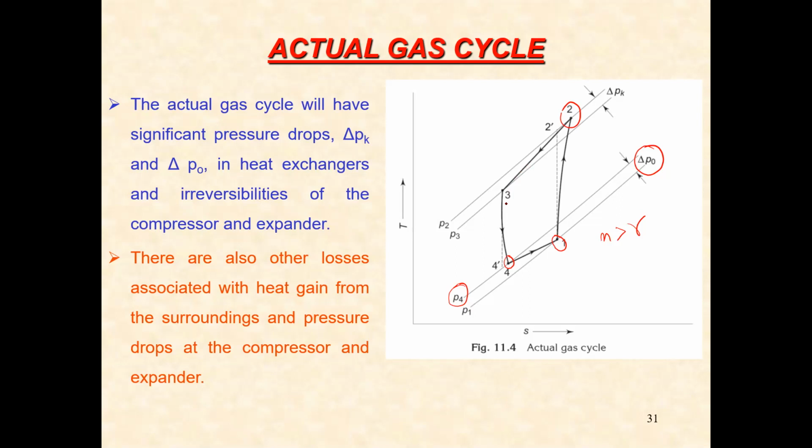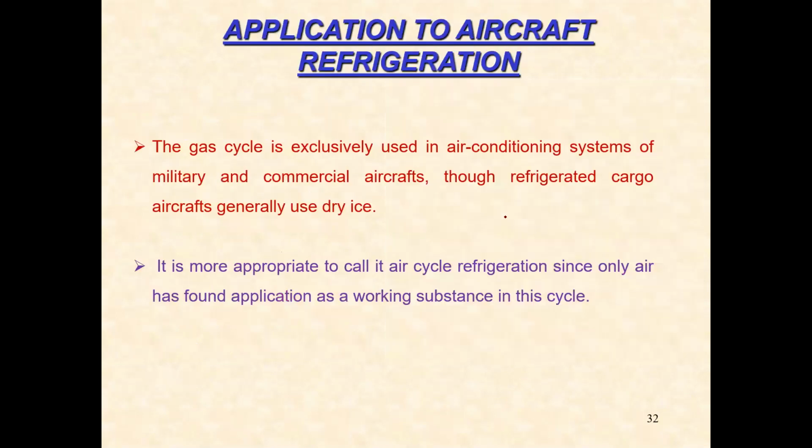Similarly, when we talk about this expansion process, it is also not isentropic, rather it is once again polytropic. So basically, this diagram shows the actual gas cycle, which has irreversibilities, which has pressure drops, which has increase of entropy during the compression and expansion processes. Okay, so I hope that this is clear to you.